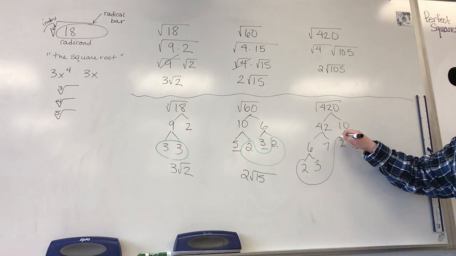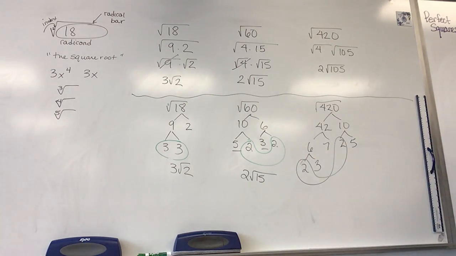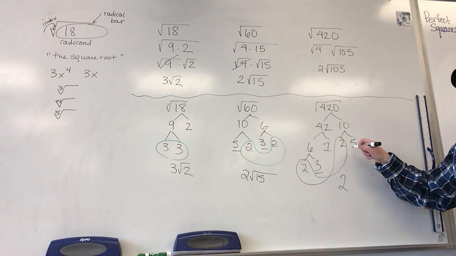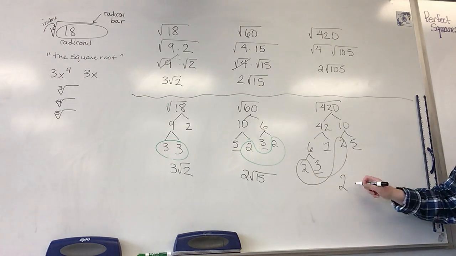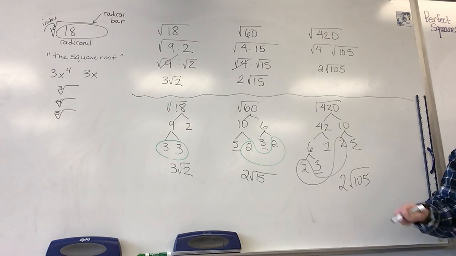And I noticed there's a pair of 2s. So the 2 would come out. But there's a 3 and a 7 and a 5 that don't have partners. They'd all get multiplied together, and guess what you get? 105.